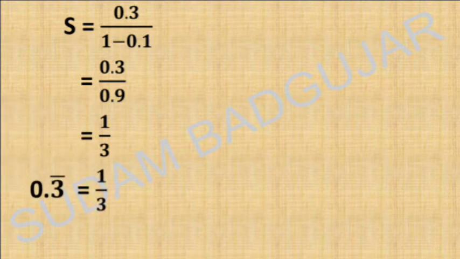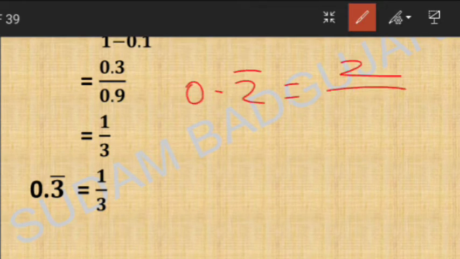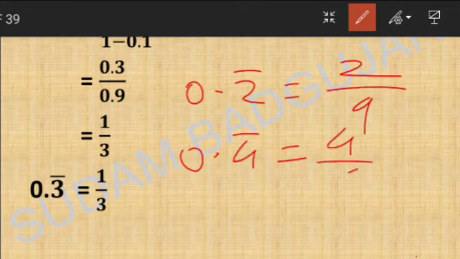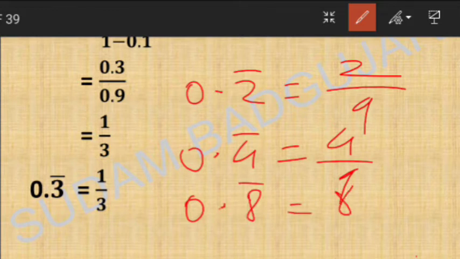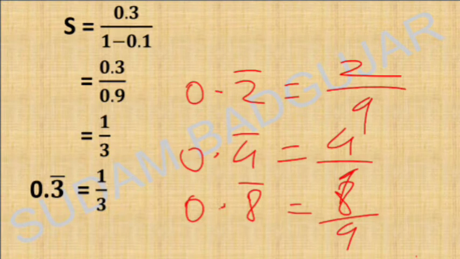After simplifying you will get 1 by 3. Suppose the recurring number is 0.2 bar. Then what is the final answer? 2 upon 9 by the same procedure. 0.4 bar is equal to 4 upon 9. 0.8 bar is equal to 8 upon 9. Right? So you can remember shortcut tricks this way too, and these are 9th standard questions. So this is the final answer.